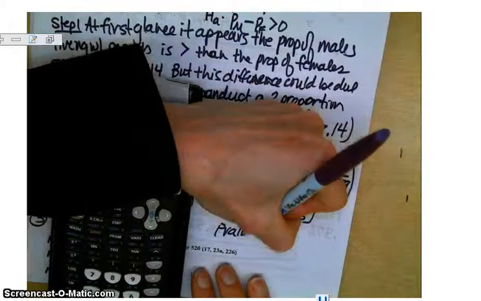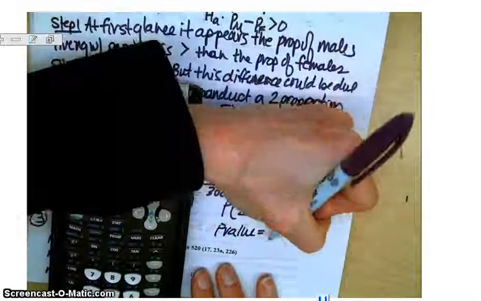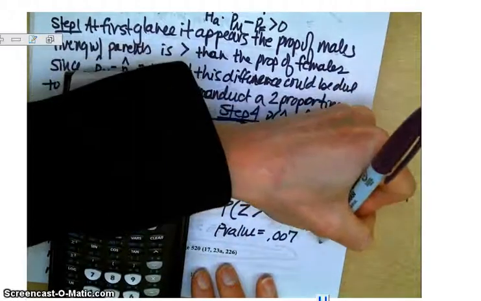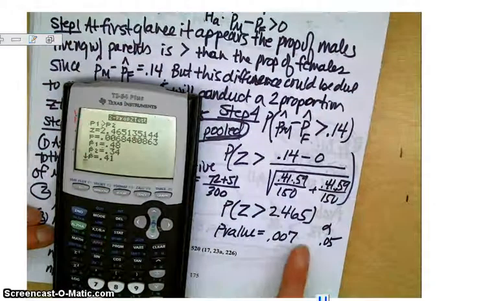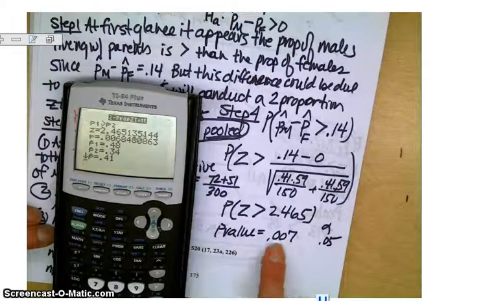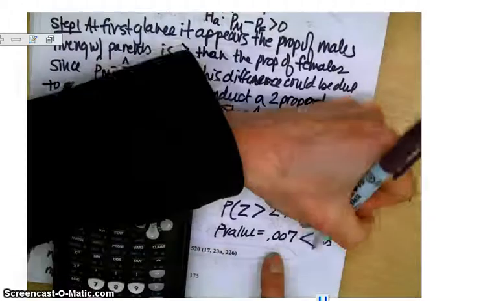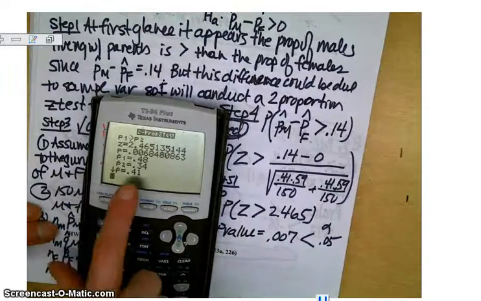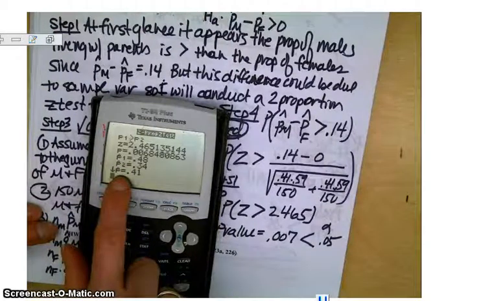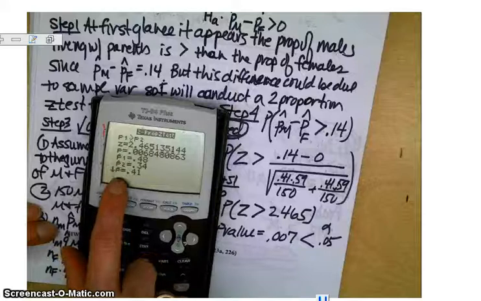And the P value, the probability that Z is greater than 2.465, should be pretty small. The P value is 0.007. Compare it to my alpha. What's my alpha? So is it greater than or less than? It's less than. Let's look back here for just a second. Do you see the P hat down at the bottom there? There's P hat 1, P hat 2, this is P hat pooled.